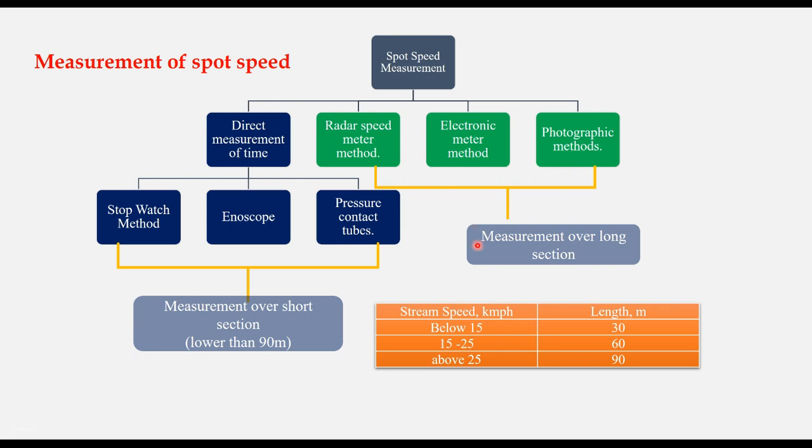But when you measure speed over a long distance, over a long section, then it becomes space mean speed. And these are the guidelines given in the ITE handbook, that when you have extreme speed below 15 km per hour, the length of the section should not be less than 30 meter, and for above 25 km per hour, it should be at least 90 meter.